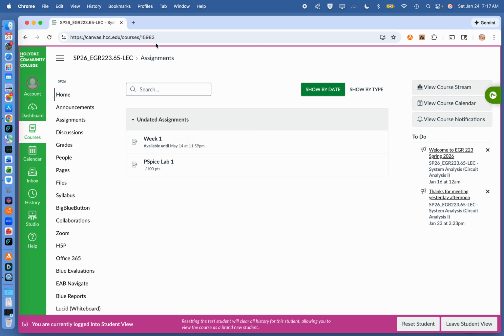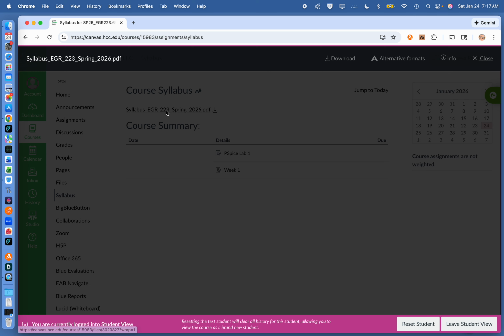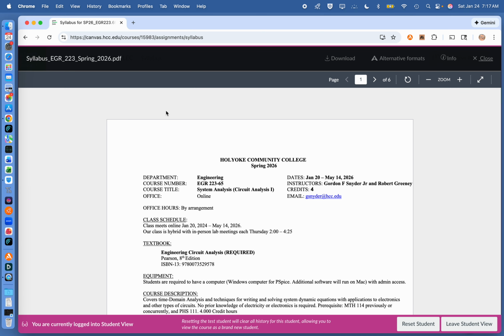All right, I'm up on Canvas right now. Let's take a look at the way the course is set up. I'm going to click the syllabus over here on the left. And also, you can see I'm in student view, so I'm seeing what you see. I'm going to click syllabus here. It's a PDF file. Let's open it up and take a peek.